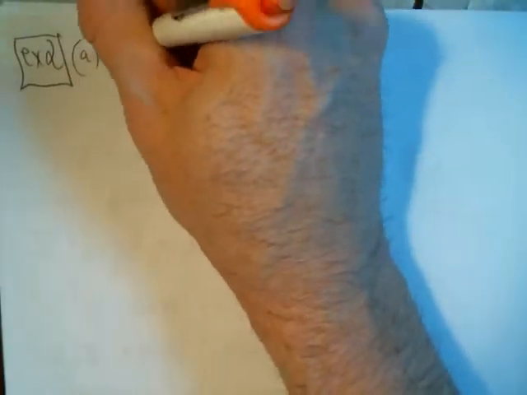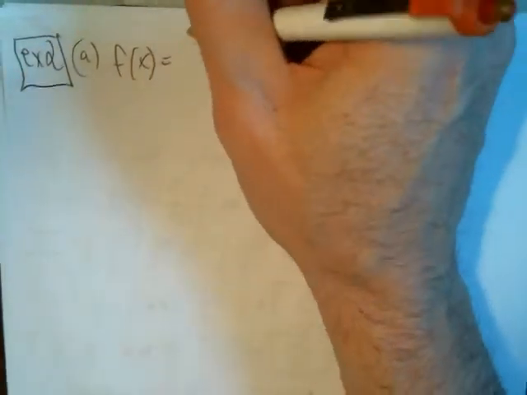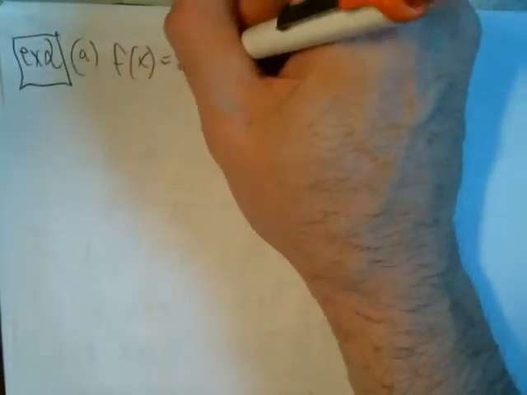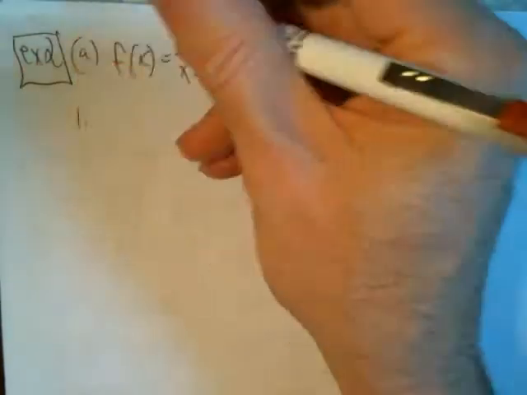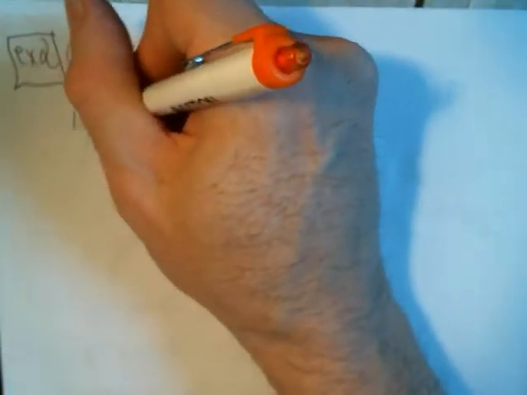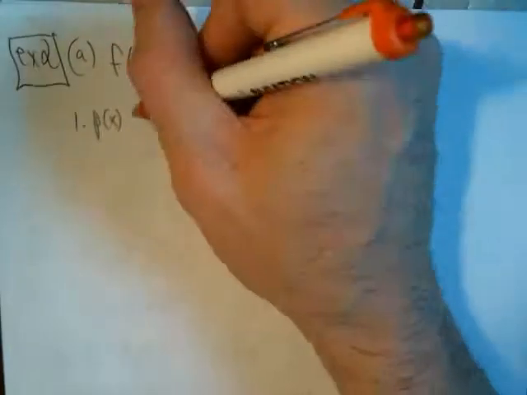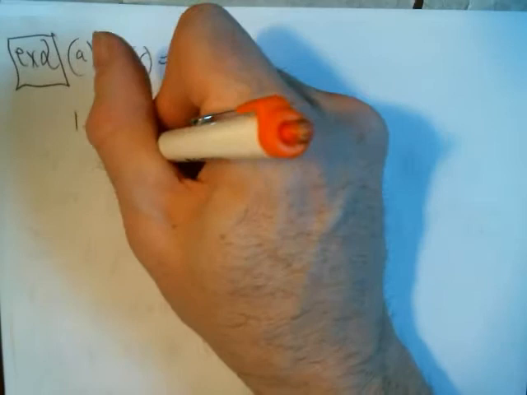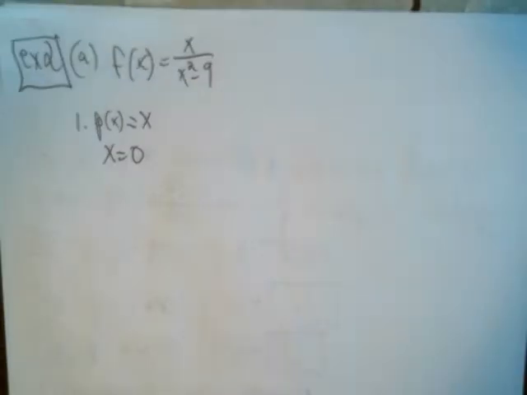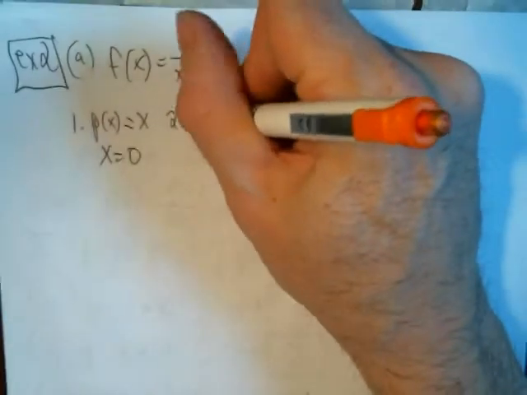So let's look at an example here. We have example 2, part A, f of x equals x over x squared minus 9. You'll split this process into two parts. First, find out where the numerator is equal to 0. So we have p of x is equal to x, right? And so p of x is equal to 0 when x is 0. Find where q of x is equal to 0.